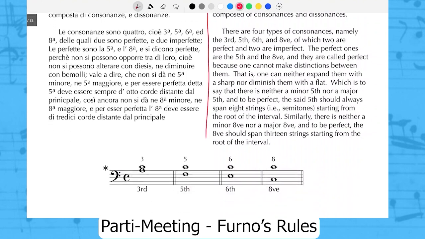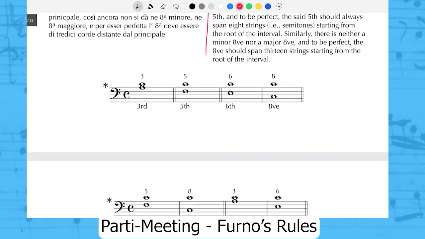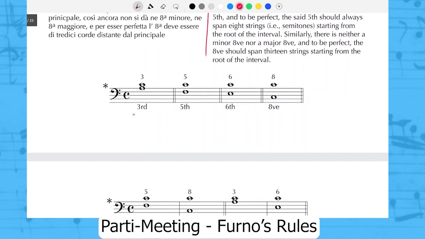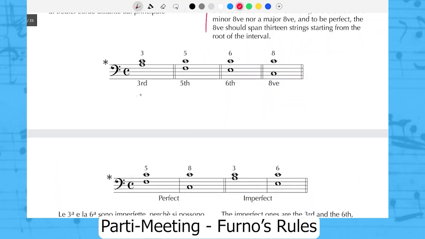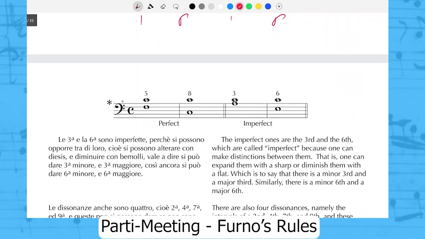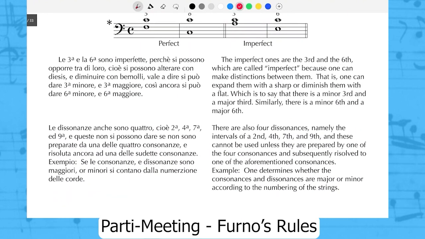Perfect. Okay. Example one: third, fifth, sixth, octave. This is clear. We don't need to explain how intervals work. Imperfect: so imperfect third and sixth, and perfect fifth and octave. The same here, perfect and imperfect. Right. So go on.